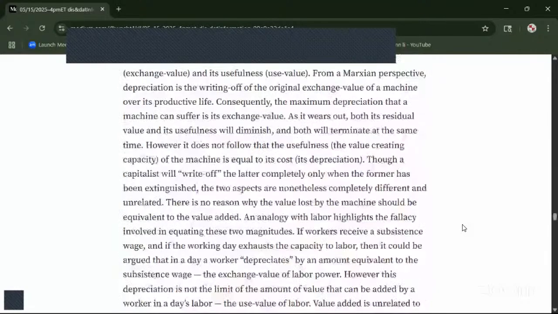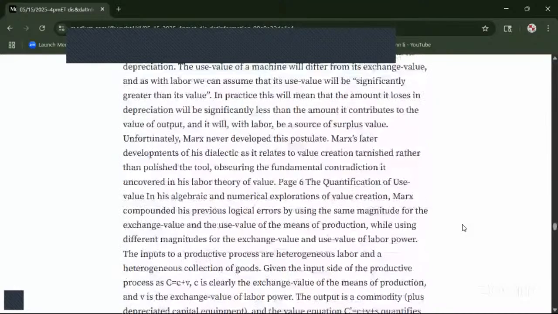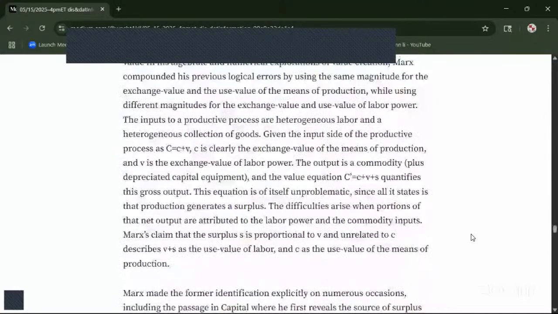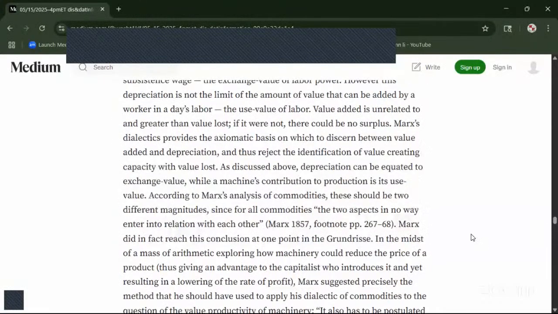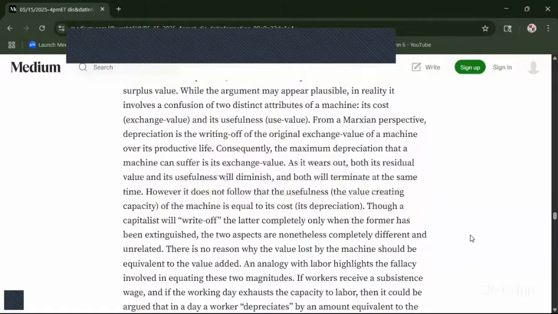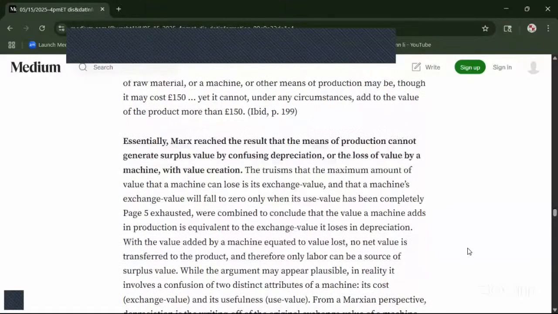There's a variety of other little things that he talks about here from a foundational level, and I guess we can start somewhere here and see if we can get to the end without making ourselves too crazy. Now, essentially, Marx reached the result that the means of production cannot generate surplus value by confusing depreciation or the loss of value by a machine with value creation. The truisms that the maximum amount of value that a machine can lose is its exchange value, and that a machine's exchange value will fall to zero only when its use value is completely exhausted.